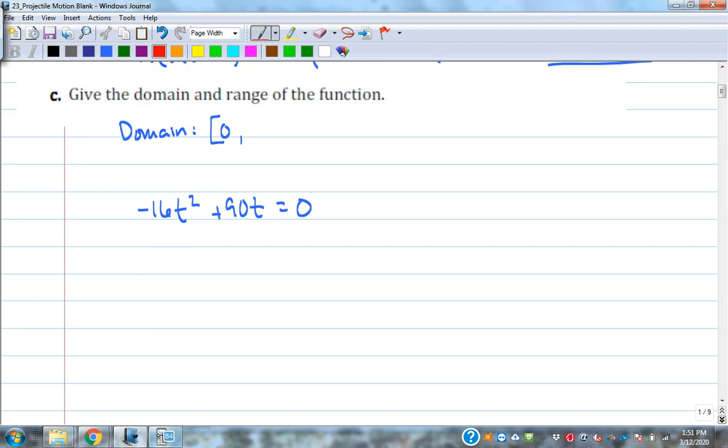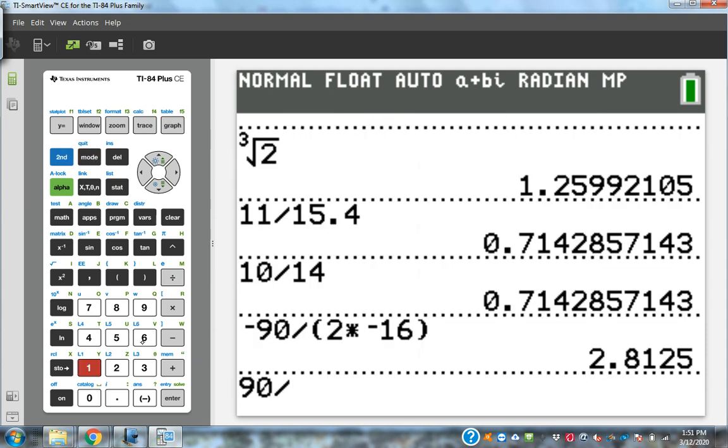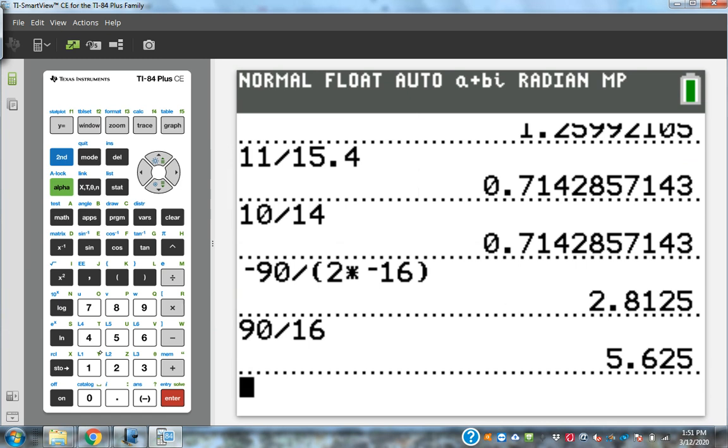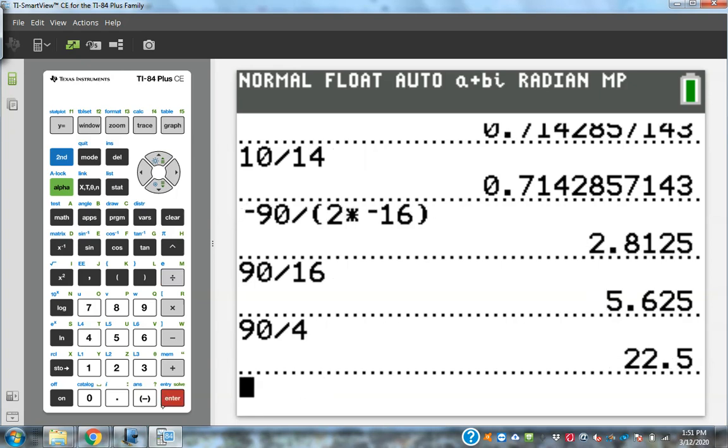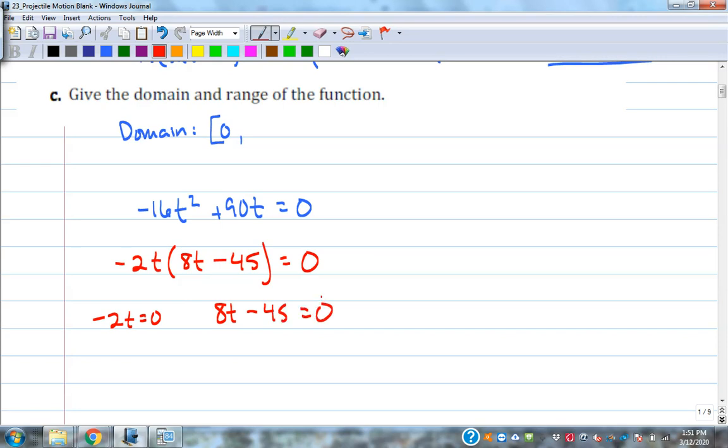See, 90 and 16. Does 16 go into 90? 90 divided by 16, I don't think it does. No, it doesn't. I know 4 goes into 16. Does 4 go into 90? Nope. I know 2 does. So I'm going to factor out a negative 2t. That'll give me 8t minus 45, no t on that. And then I'm setting those equal to 0. So I'm using factoring by GCF to do this problem. So there's our t equals 0.